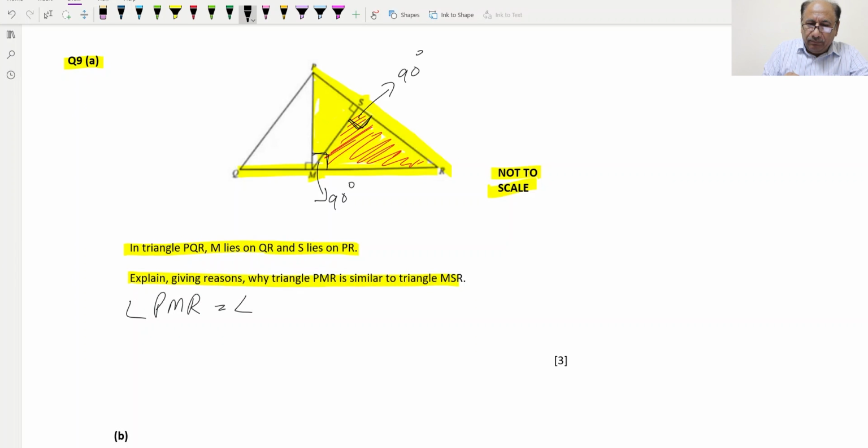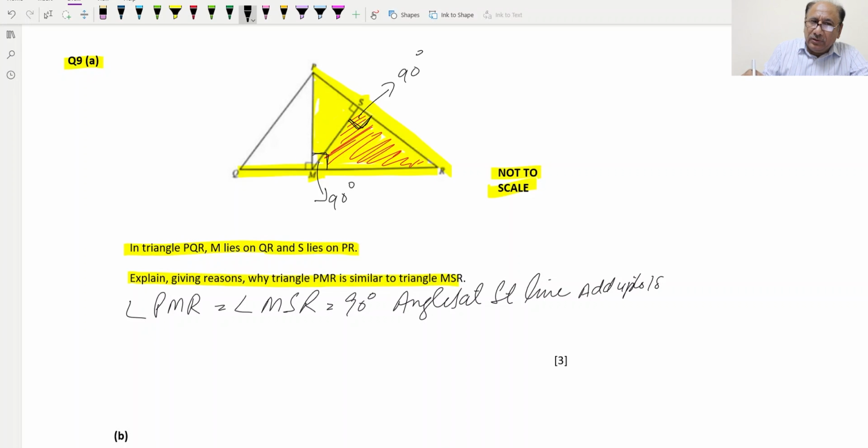SMR, MSR, M, S and R, and both are equal to 90 degrees, and angles at a straight line add up to 180 degrees. This will be our reason. And MR is common in both, so we can write MR is equal to MR, and the reason will be common in both.